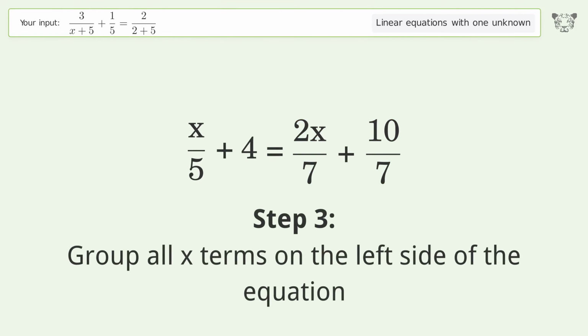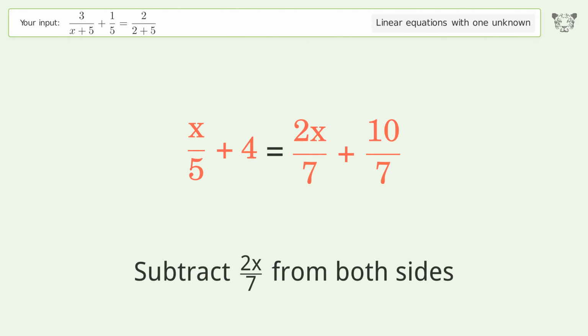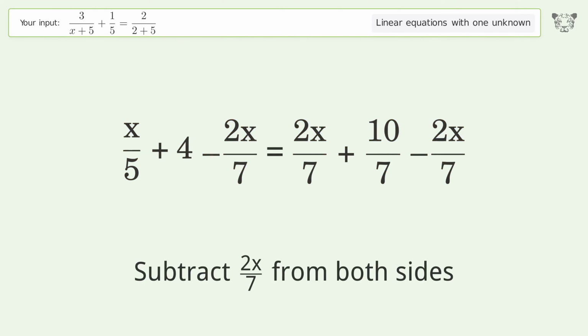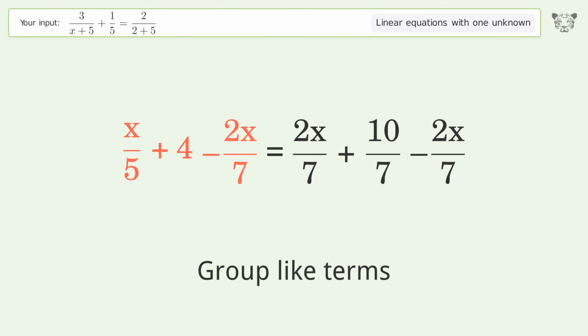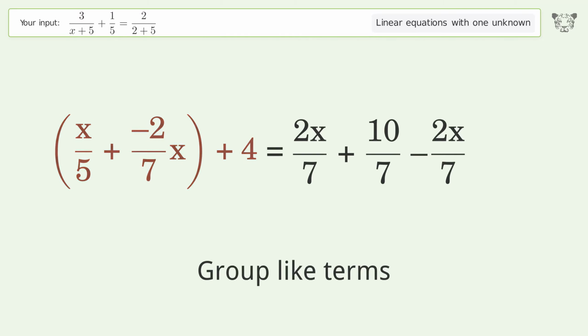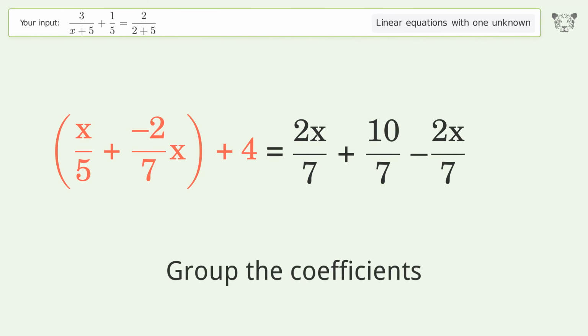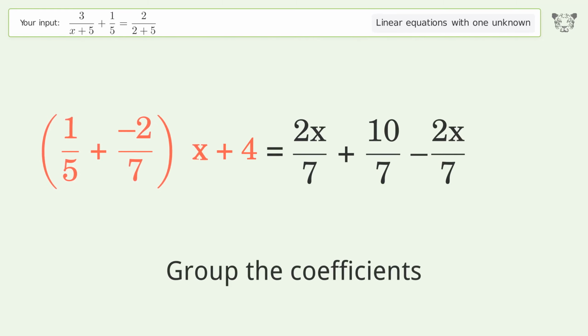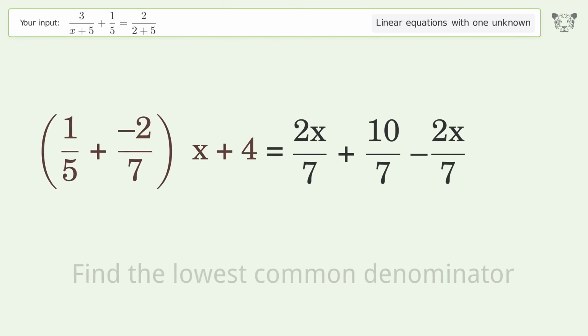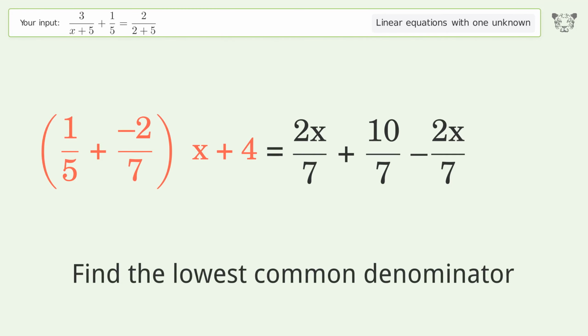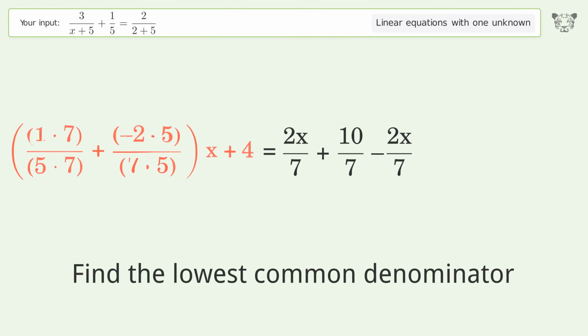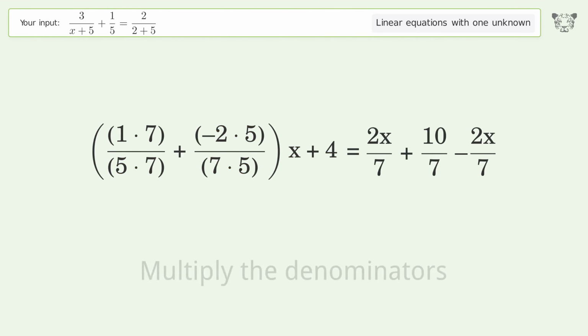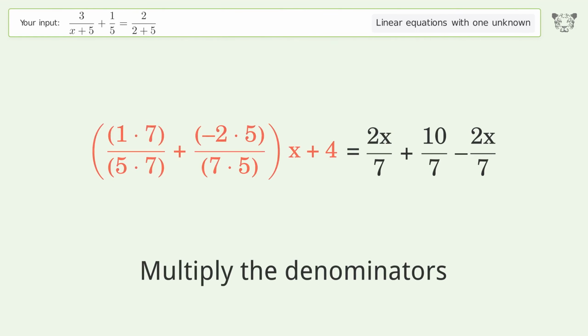Group all x terms on the left side of the equation. Subtract 2x over 7 from both sides. Group like terms. Group the coefficients. Find the lowest common denominator. Multiply the denominators.